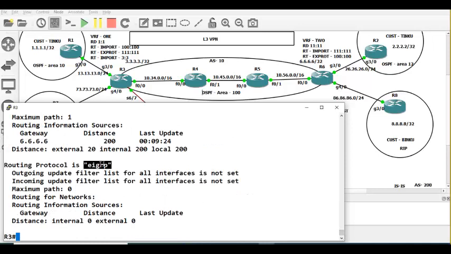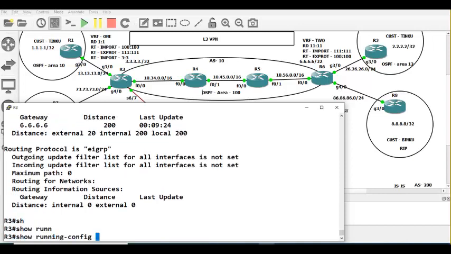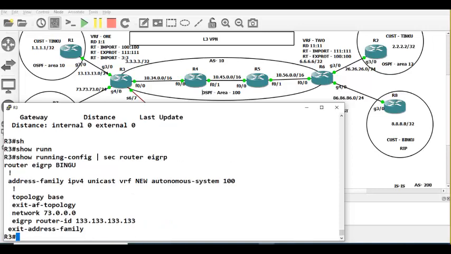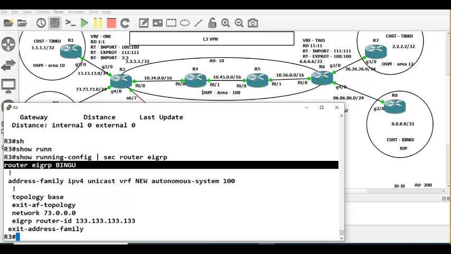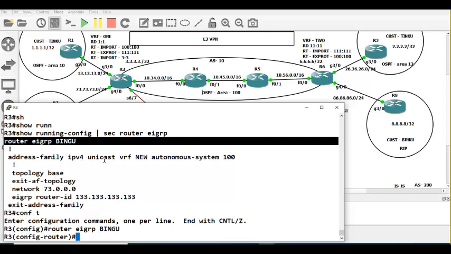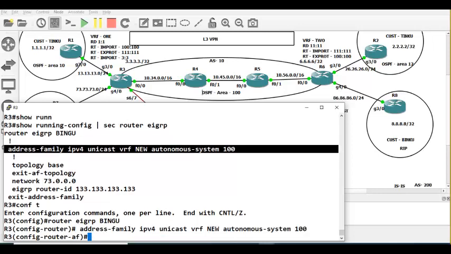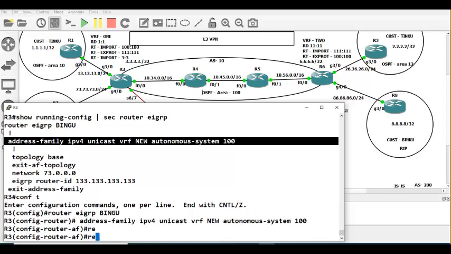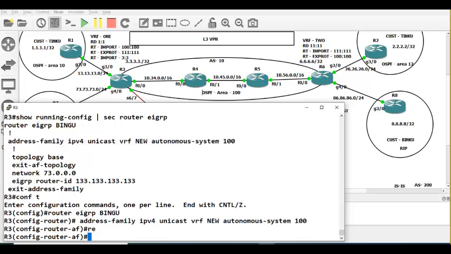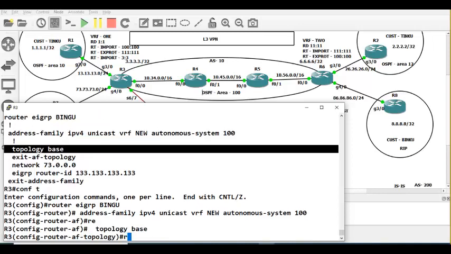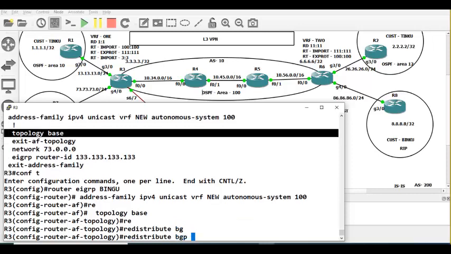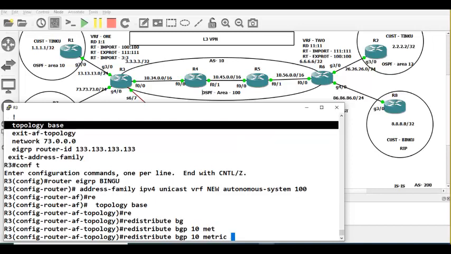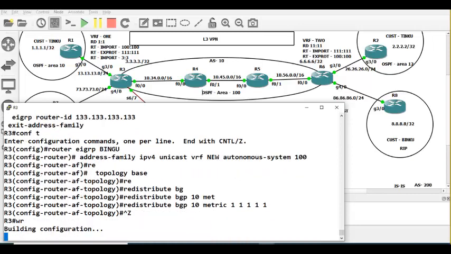It shows routing protocol EIGRP, but not clear. Show run section router EIGRP. Okay, bingo. I need to go back again to this address family. And then redistribute, I will not see it, I'll see the redistribution coming under the topology base. Topology base, redistribute BGP 10. And for EIGRP, I have to say metrics, the 5 K values. Boom. That's it.